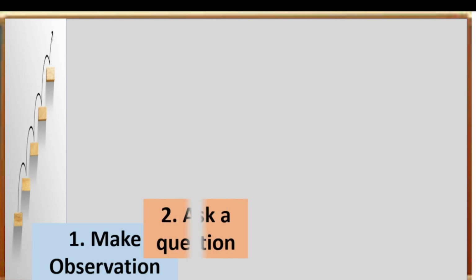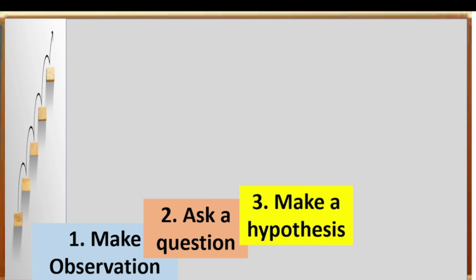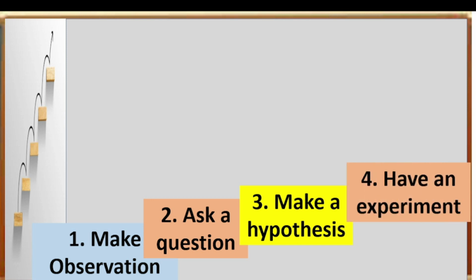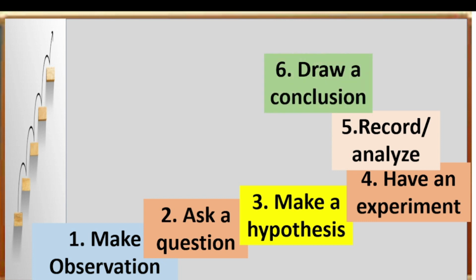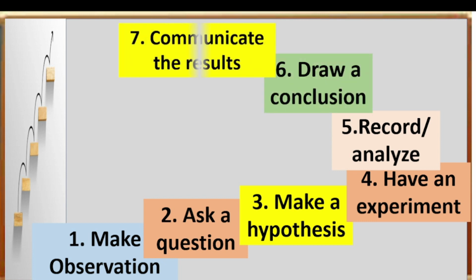When using a scientific method, the first thing you need to do is to make observation. Second, ask question. Third, make a hypothesis. Fourth, have an experiment. Fifth, record and analyze the data. Sixth, draw a conclusion. And seventh, communicate the results.